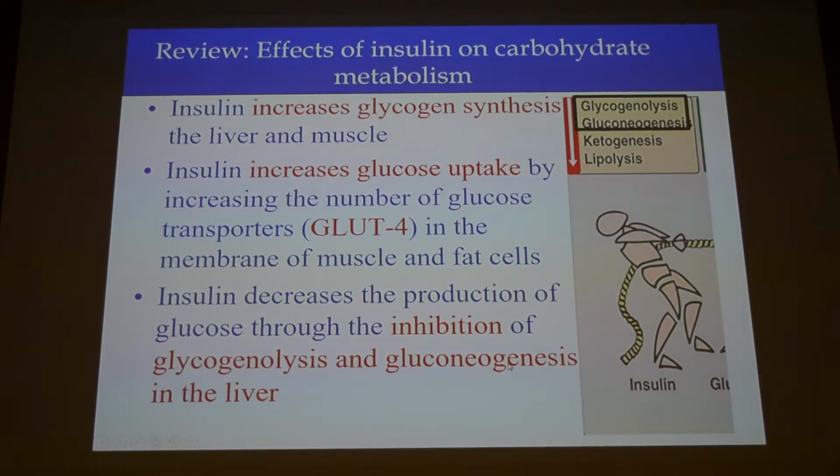gluconeogenesis. Because we are well fed, we don't need more sugar. There is plenty of sugar in the blood. The liver doesn't need to make more sugar, so insulin inhibits gluconeogenesis. Now try to imagine what's going to happen in the body of a patient with type 1 diabetes and no insulin. So what's going to happen?